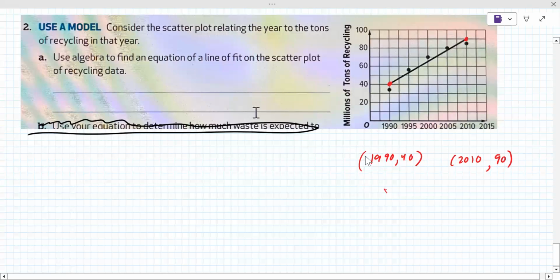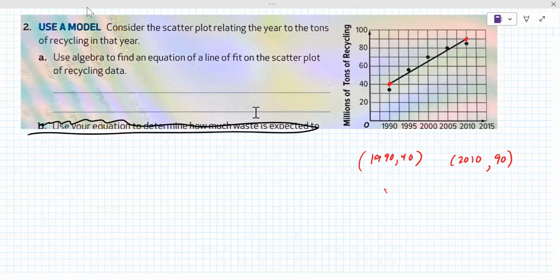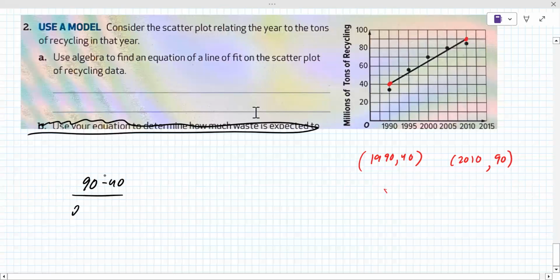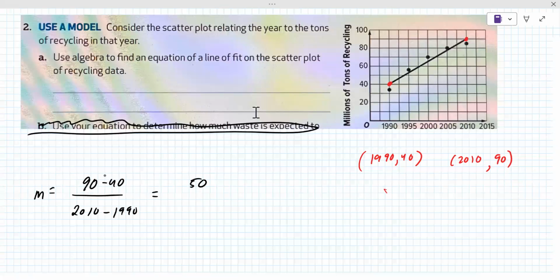Now, there's a small thing here that you'll probably address in class. Typically, you don't use the year; you use years from 1990. But in this case, since we don't know any better, we'll just use the year. So it'd be 90 minus 40, over 2010 minus 1990. That's your slope: 50 over 20, so 5 over 2.